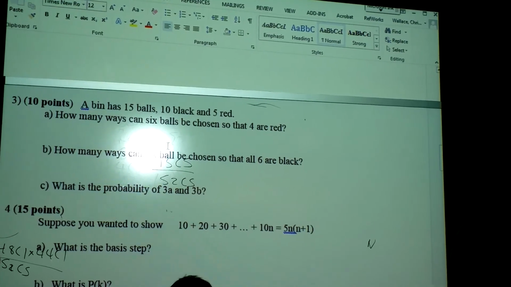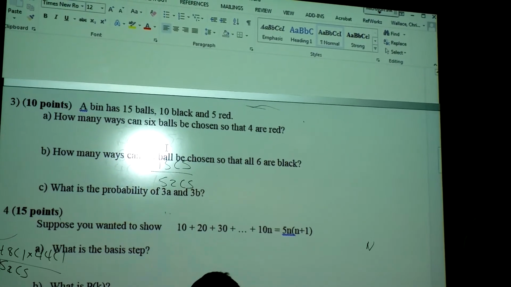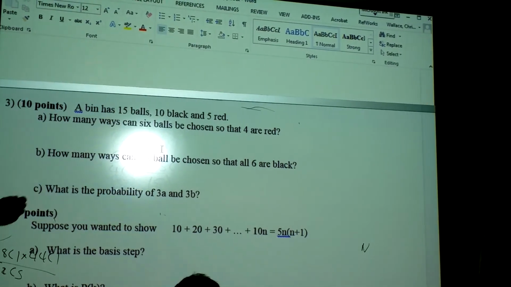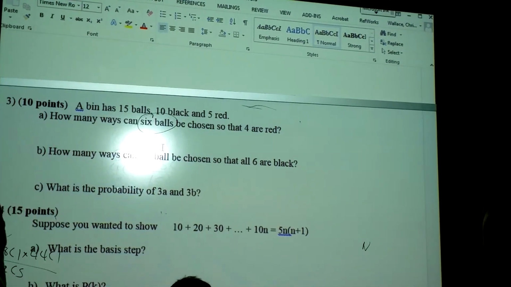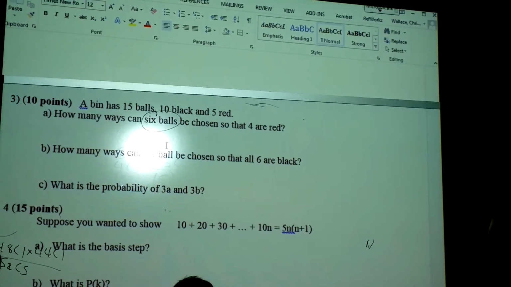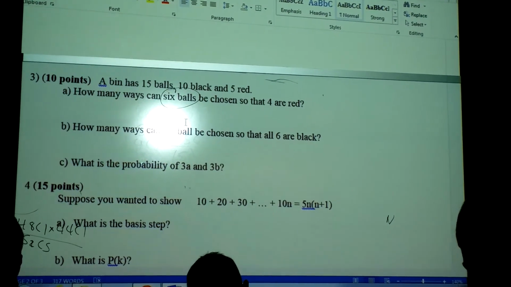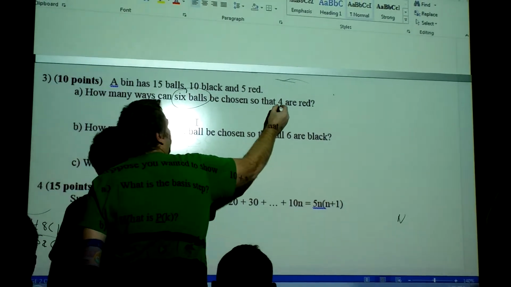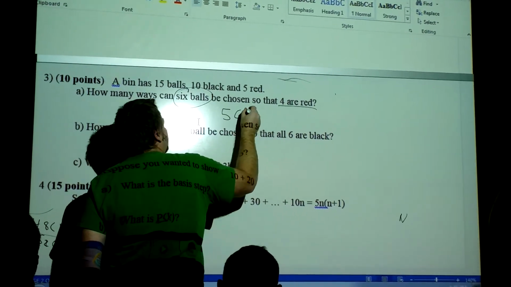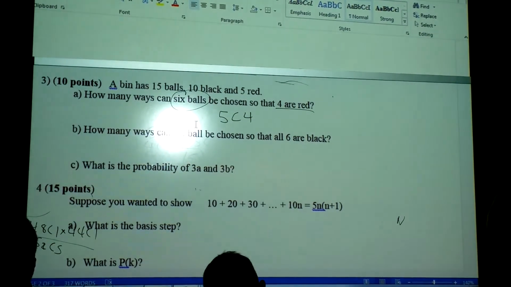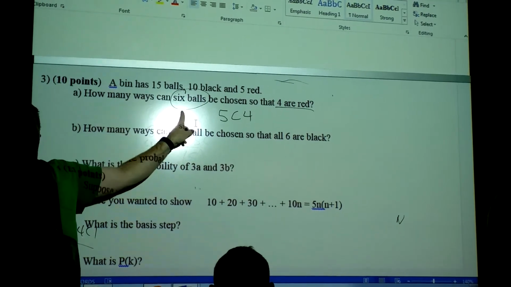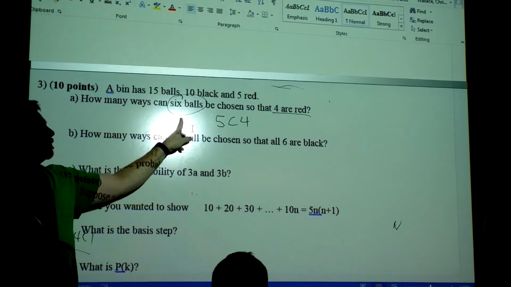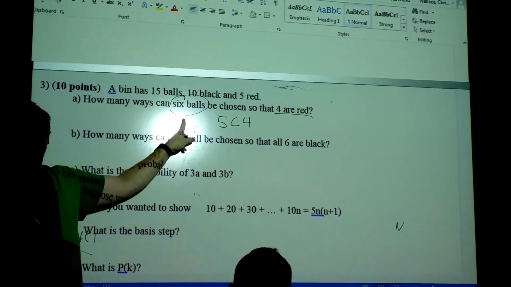Okay, the bin problem. You have 15 balls, 10 black, 5 red. What's the probability that you're picking 6? How many ways can 6 be chosen so that 4 are red? So 5 choose 4. You need 4 red. And then you have to do the rest, 10 choose.